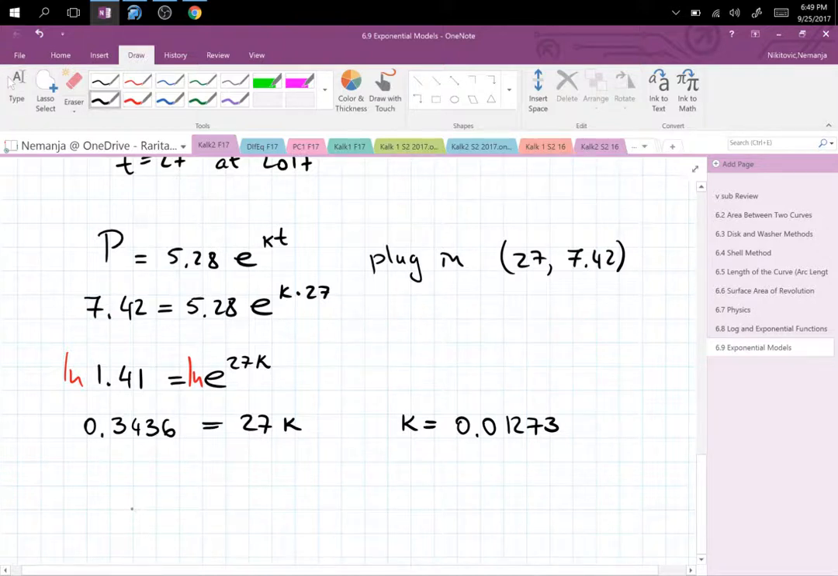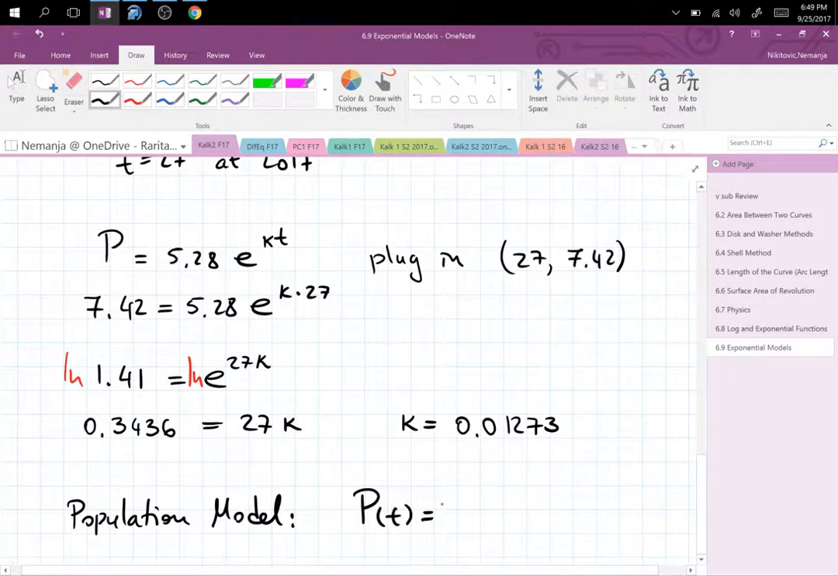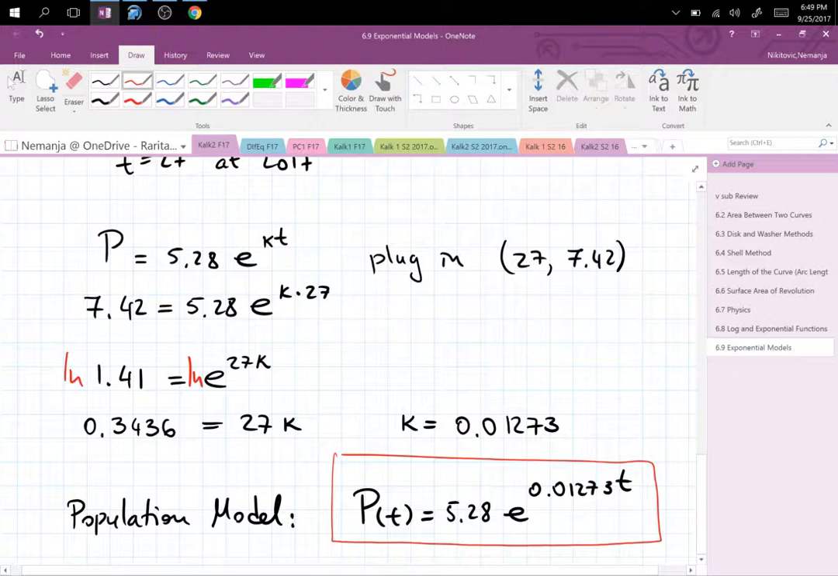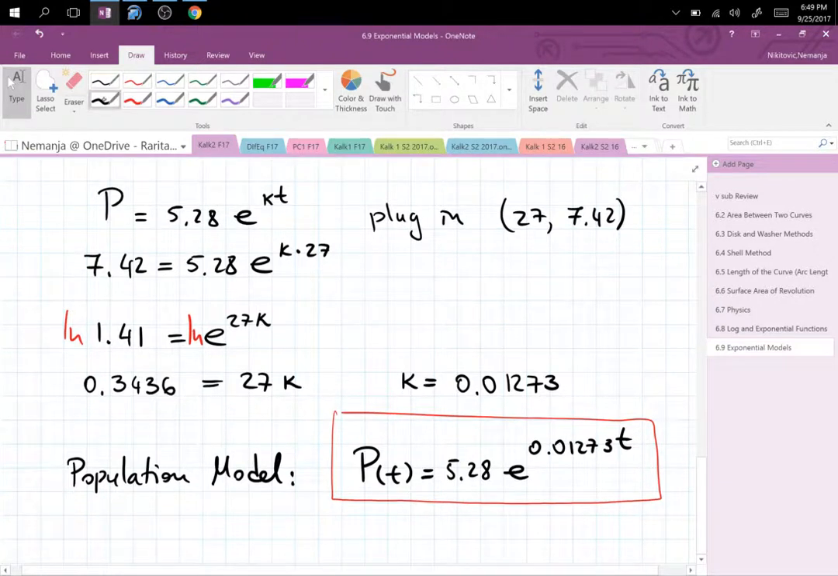So now the population model is P of any time t is our good old 5.28 e to the 0.01273 t. This is the population model which we obtained by picking a random point, which was 1990. We also need to know that the time is counted as t equals 0 at 1990.